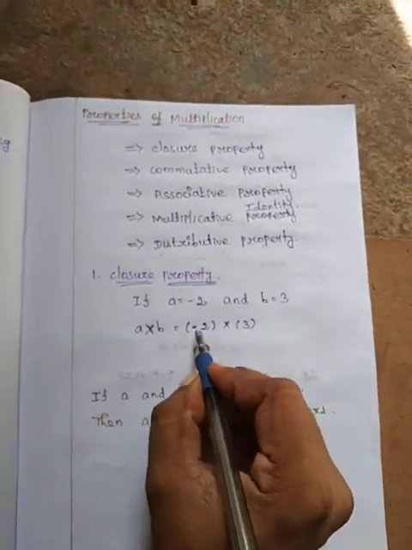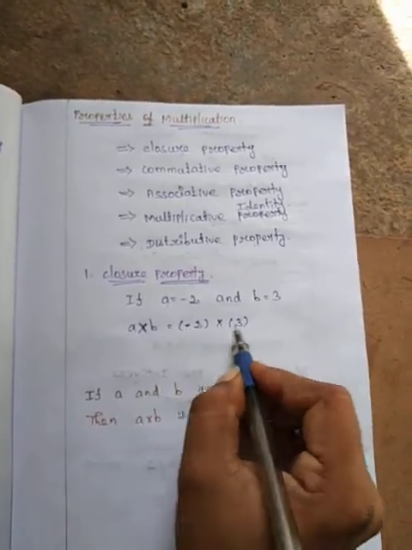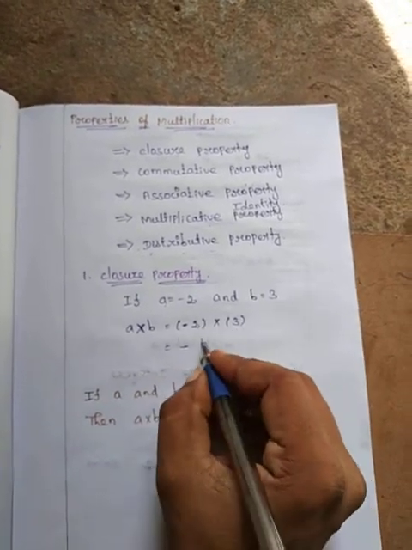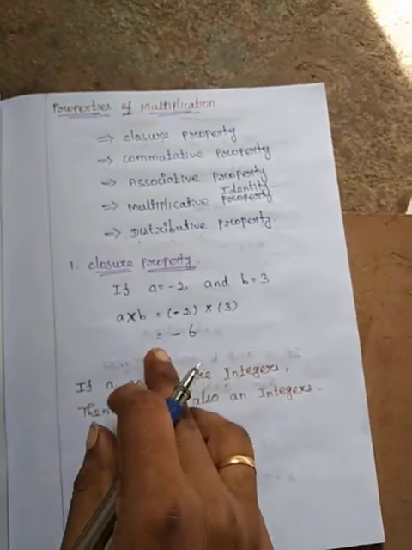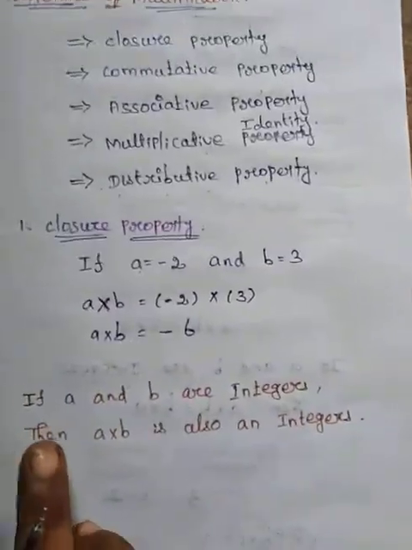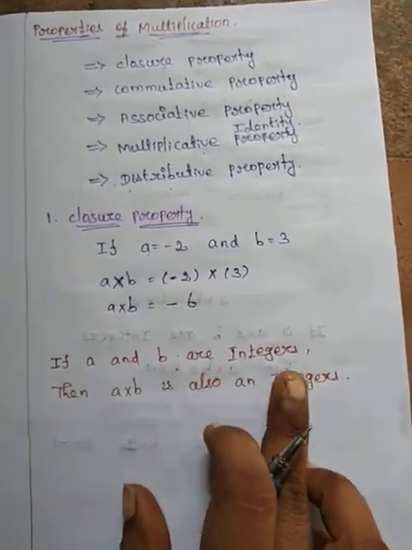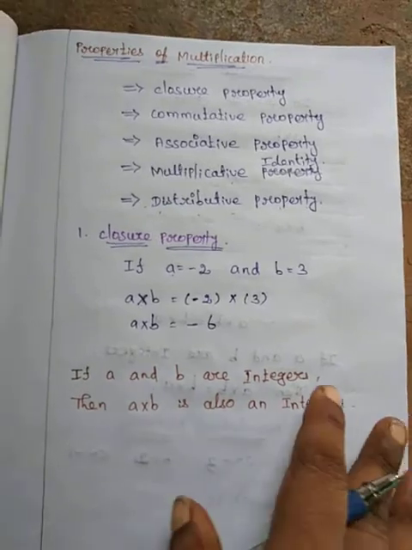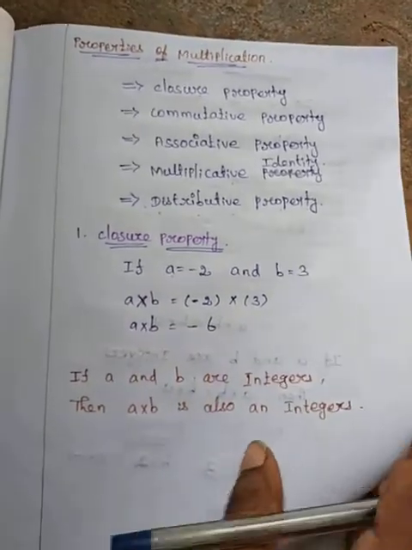See, here minus, here plus. So both are different signs. So different signs mean we have to put minus. 2 3s are 6. So a into b is equal to minus 6. If a and b are integers, then a into b is also an integer. That is the closure property.